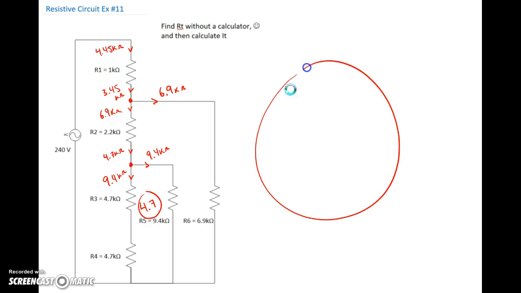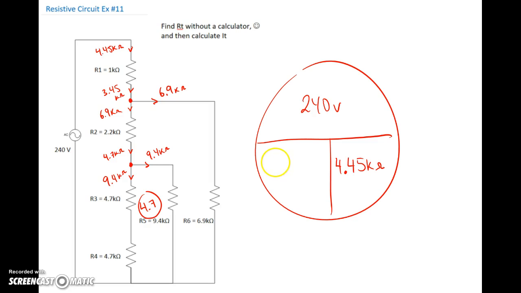Right on. So, massive Ohm's law. Here we got 240 volts. We just found that we have 4.45 kiloohms. I'm going to keep it as 4.45 just to reinforce the fact that if you take your 240 and you divide it by 4.45, so let's do that. Let's see, 240 divided by 4.45 gives me 53.93.